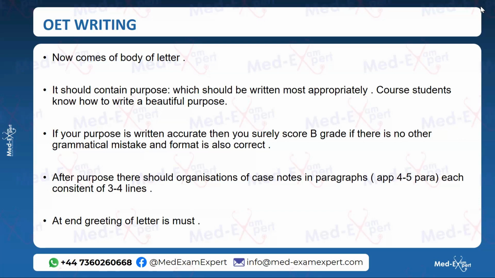And students ask me, how can we keep our word count in the normal range? So this is the thing. In this way, you can keep your word count in the normal range: if your paragraphs are 4 to 5 in number, and each paragraph has 3 to 4 lines.